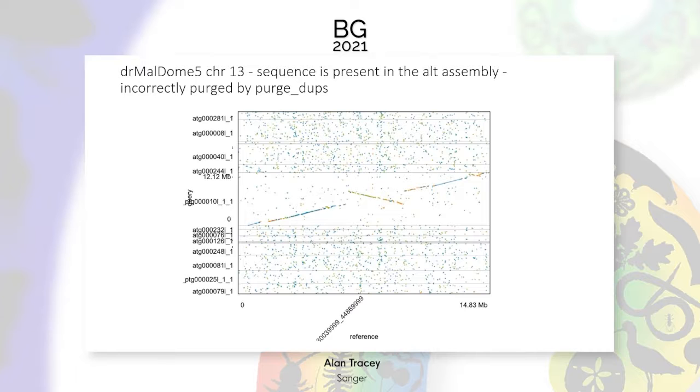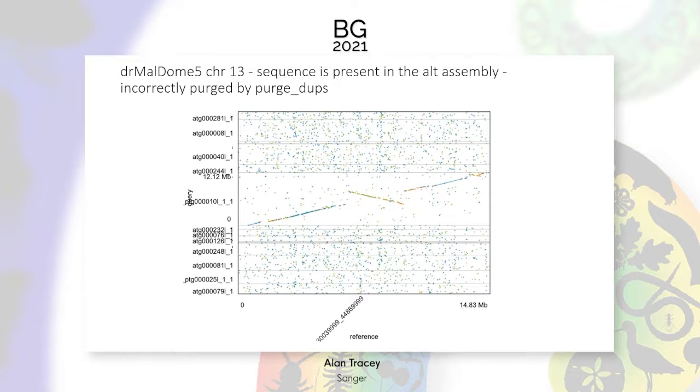And when we look in the alt assembly, we see the whole sequence present, this time just once, totaling just over 12 megabases. The contig name prefix is PTG, indicating that this large sequence was incorrectly removed by purge dupes. So I've shown you two examples of large sequences representing significant chunks of the genome being incorrectly removed.